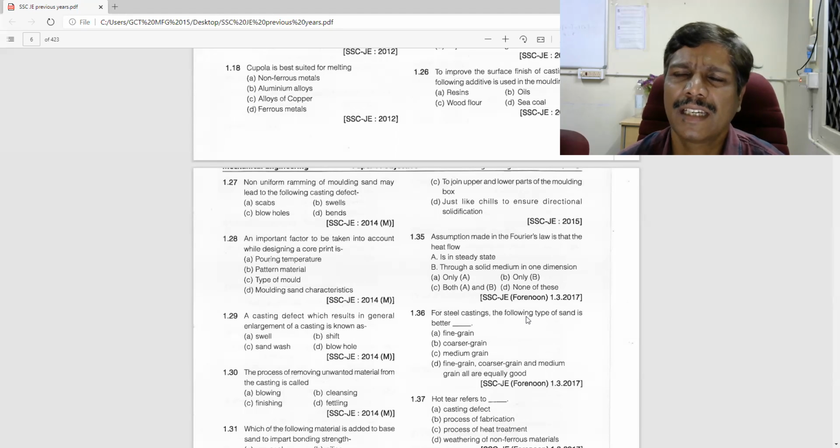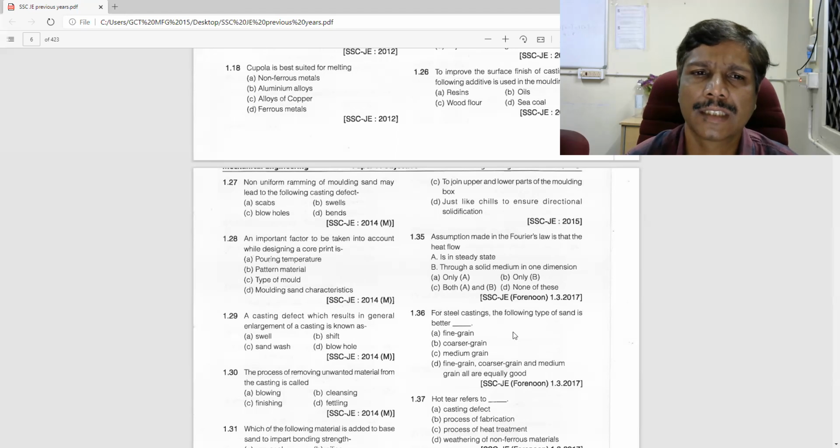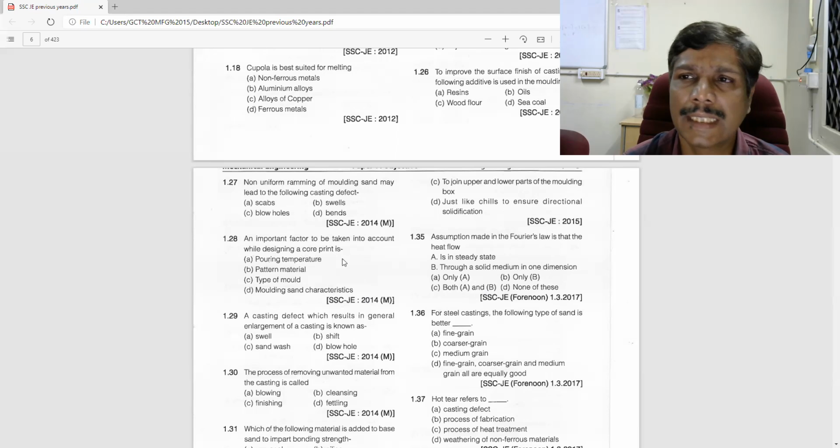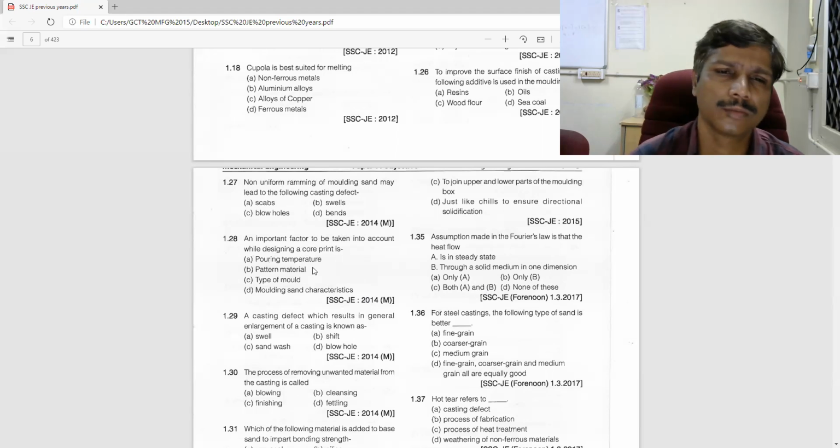Pattern material is not at all related, and neither is type of mold. So we should know about the molding sand characteristics for the core print. Based on the molding sand characteristics, we can design the core print. It is an important factor. Core print is used to support the core.